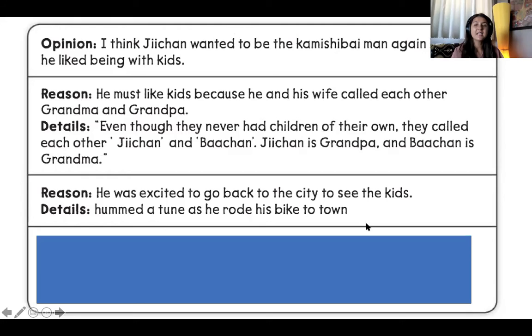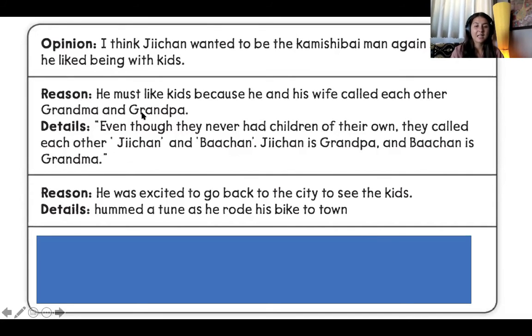kids. A supporting detail in the text that lets me know this is that as he's riding his bike into town, he's humming. Now, for me, I only hum when I'm in a good mood and I'm feeling happy about something. So the fact that he was humming as he was riding his bike into town to go and see the kids lets me know that he is excited about this event.